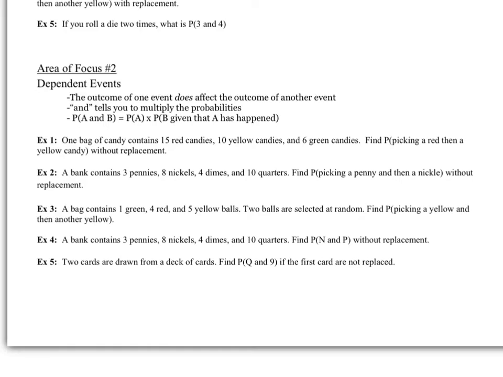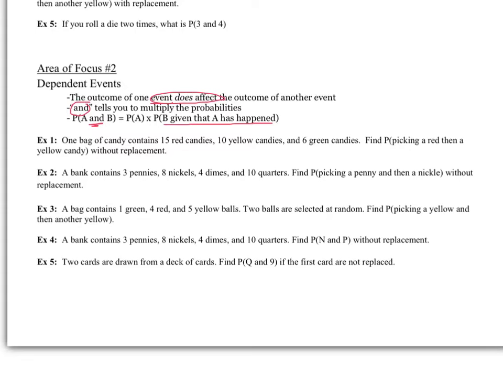Now again, the probability looks the same. You still have the word "and" telling you what's going on, but now we have two events where one event does affect the next outcome's probability. So when you see the equation here, it says the probability of A times the probability of B, given that A has already happened. So it affects the next probability knowing that the first event has happened.